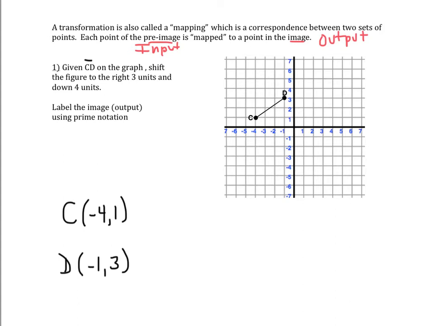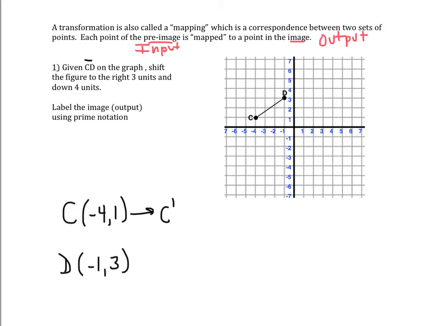So number 1, it says we're given line segment CD on the graph. We want to shift the figure to the right 3 units and down 4 units. So I'm going to start with point C, which has coordinates of -4, 1, and we want to see what point this is mapped to. And it's going to be the point C prime. So let's follow the rule.